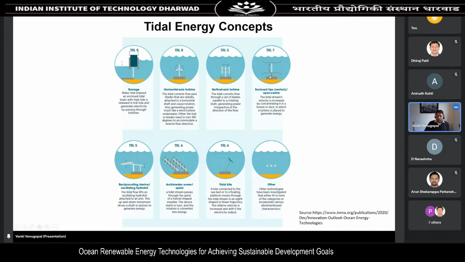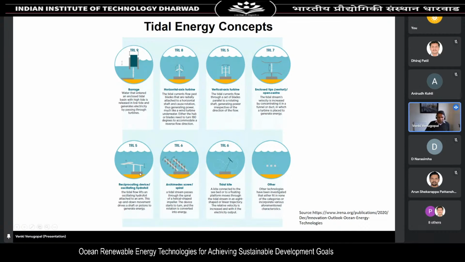Another concept is called open-centered or venturi type. If you remember your fluid mechanics knowledge, I'm talking about the students, you would have studied continuity equations and Bernoulli's equations, and those kinds of equations are being applied here. The shape of the funnel or the tunnel helps the water to accelerate. And when you put a turbine in here, it rotates and produces electricity.